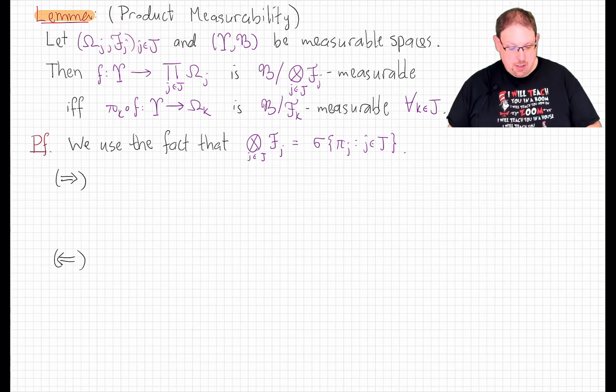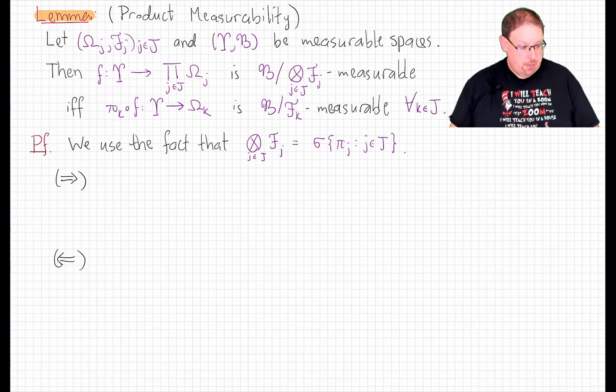In other words, here I have a vector-valued function. It is measurable if and only if each of its component functions is measurable. We proved that already for Borel measurability. That was really just a special case of this result. So let's prove this.